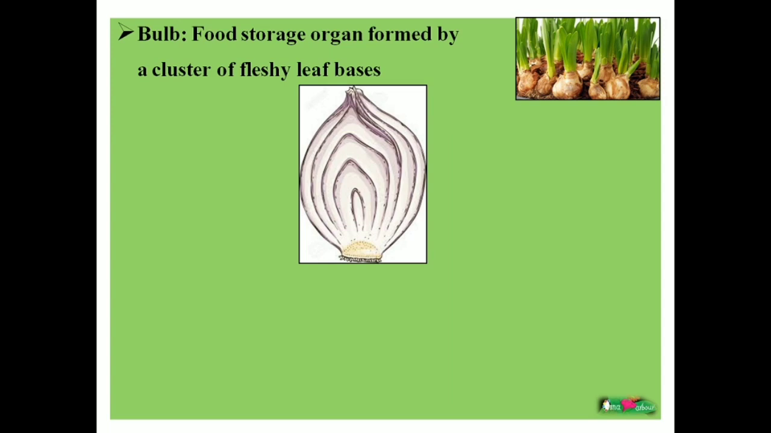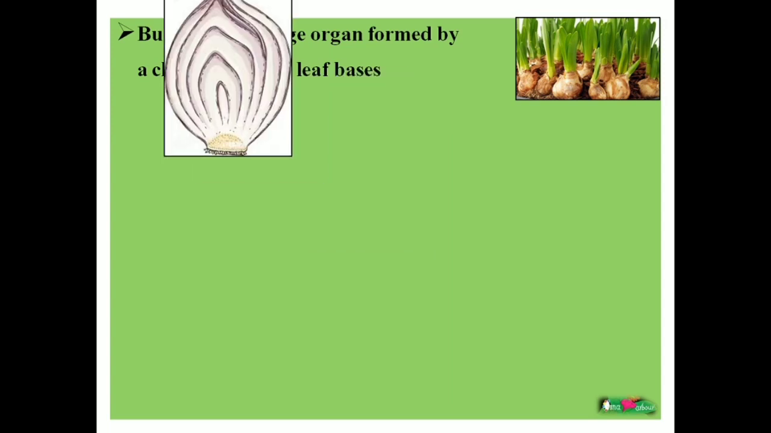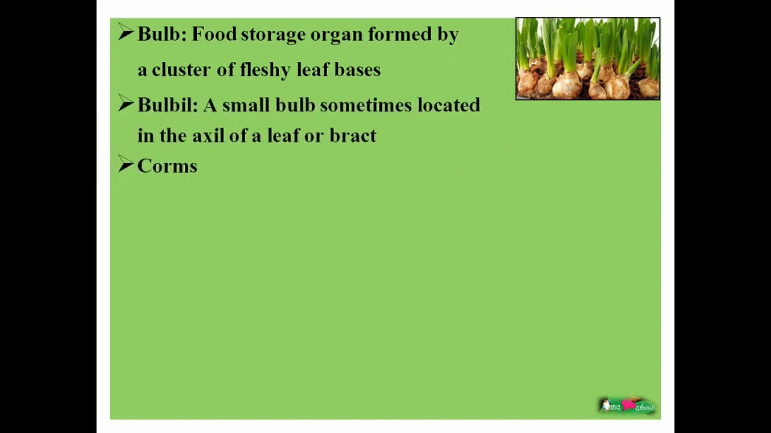Then non-tunicated, that is spider lily. That's the best example. Then next is bulbils. That is a small berry-like structure located in the axil. Axil means the angle between the leaf and the main branch, or bract and stem.